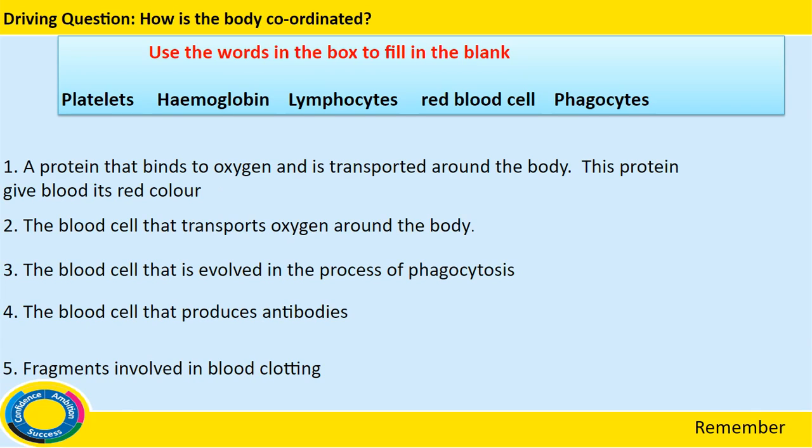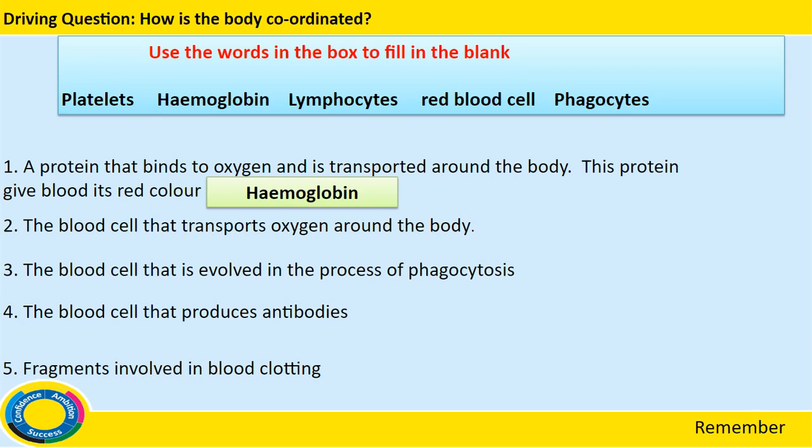Welcome back. Question number 1. A protein that binds to oxygen and is transported around the body. This protein gives blood its red color, and that answer would be hemoglobin. Okay?